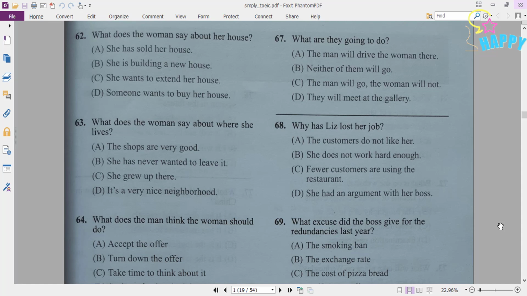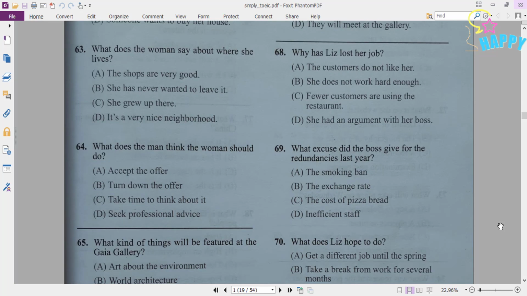Question 62. What does the woman say about her house? Question 63. What does the woman say about where she lives? Question 64. What does the man think the woman should do?